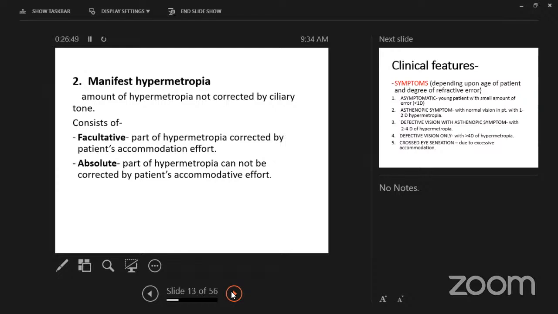So that is latent plus manifest. Suppose the patient has +4 diopters. So what will be his facultative part?